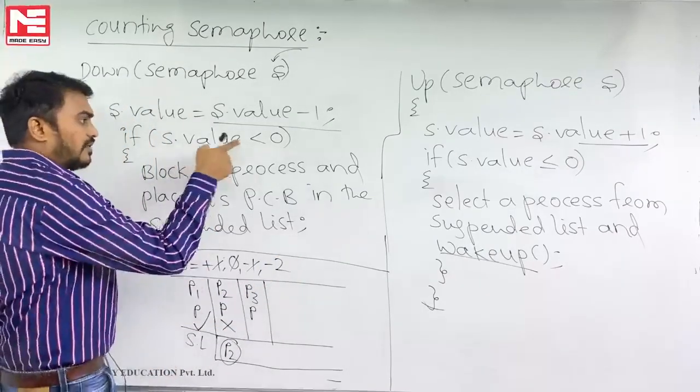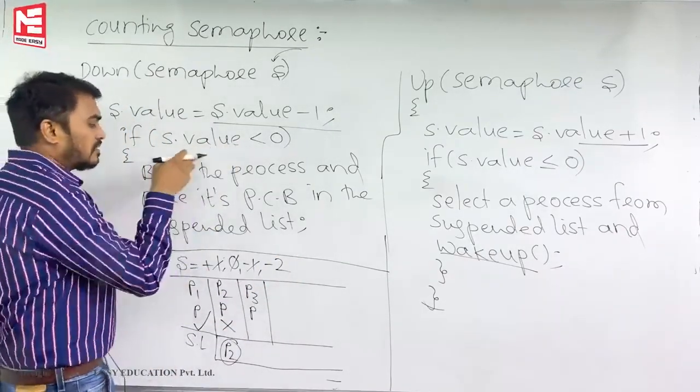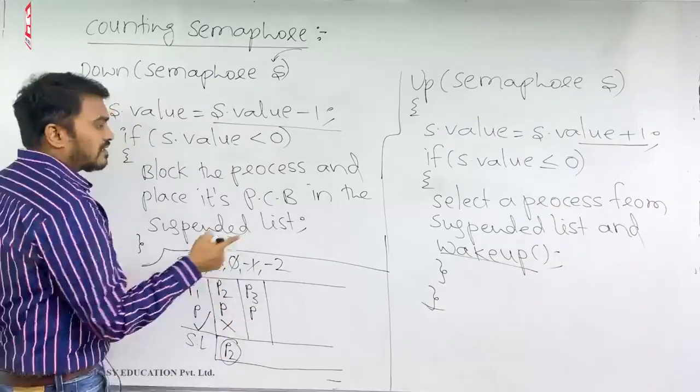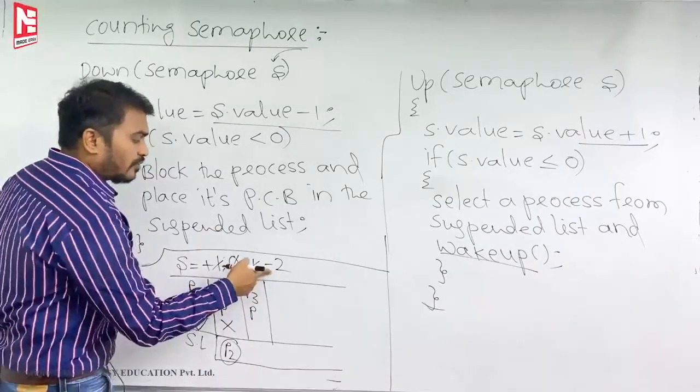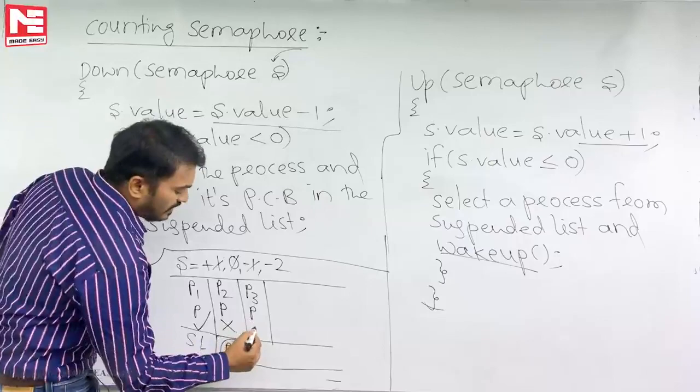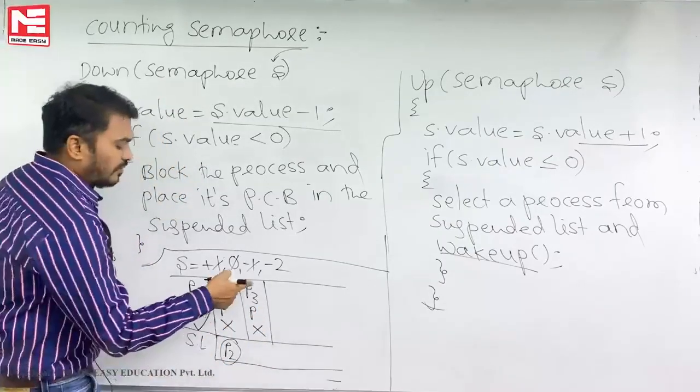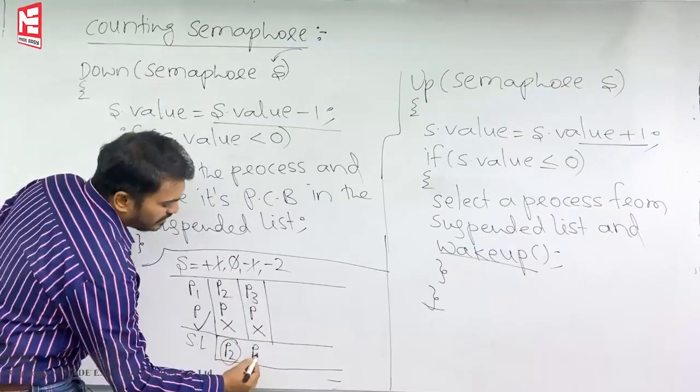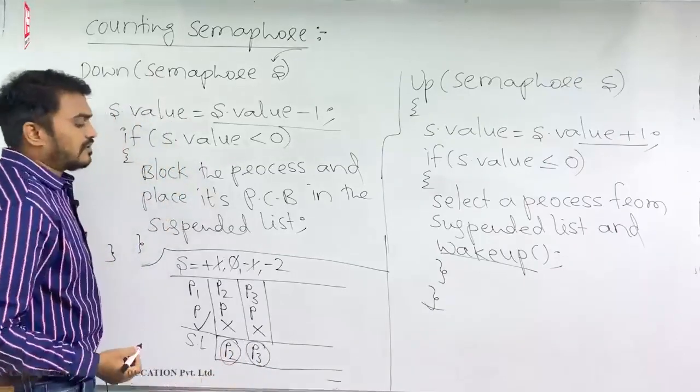Minus 2. Now, minus 2 less than 0, true or false? True. If it is true, then it will be suspended. Now tell me, successful or unsuccessful? It went negative, so successful or unsuccessful? Unsuccessful down operation. So P3 will also go into the suspended list.